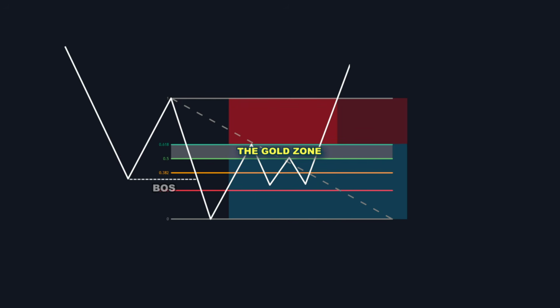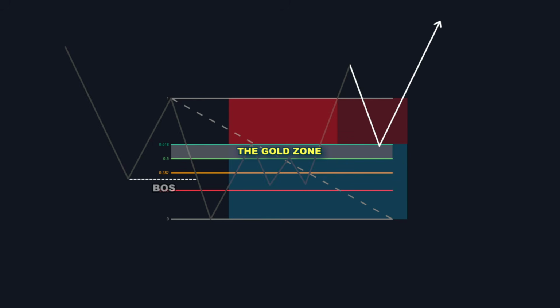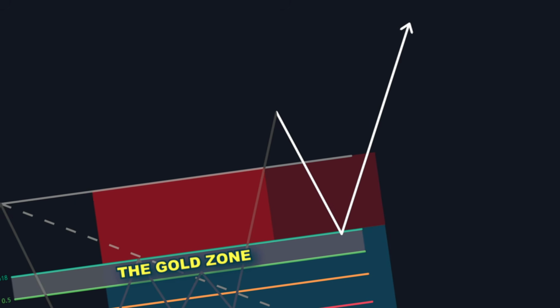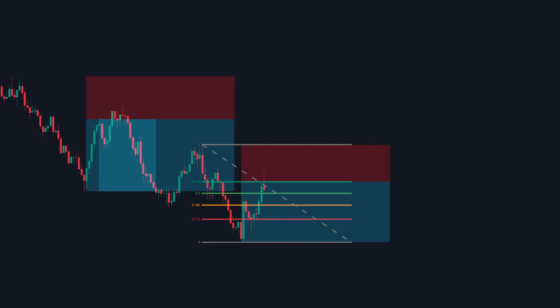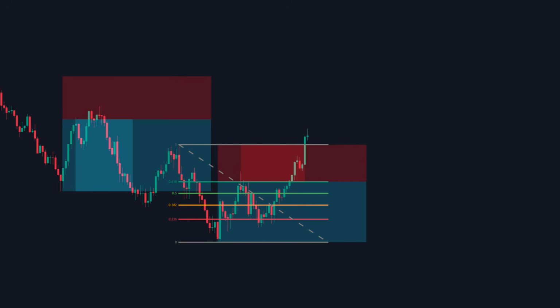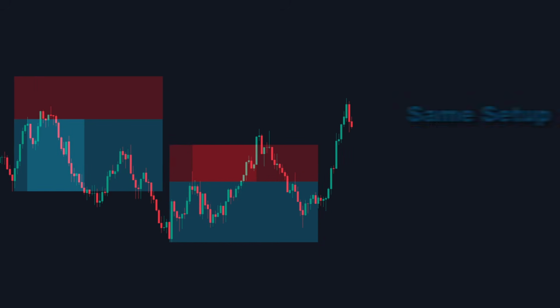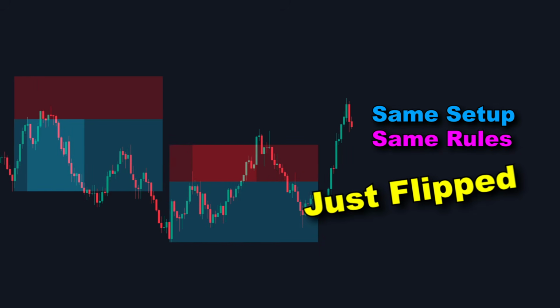When you take a clean setup, perfect break of structure, perfect gold zone entry, and you still get stopped out, the market is telling you something. It's telling you the trend you were trading is done. The flip is happening. That stop loss is your invitation to start hunting in the opposite direction. If you were shorting all morning and the last trade stopped you out, stop looking for shorts. Start looking for longs. Same setup, same rules, just flipped.